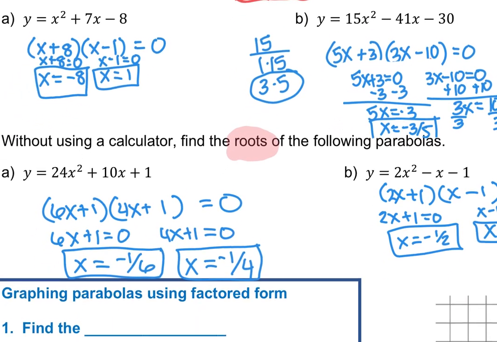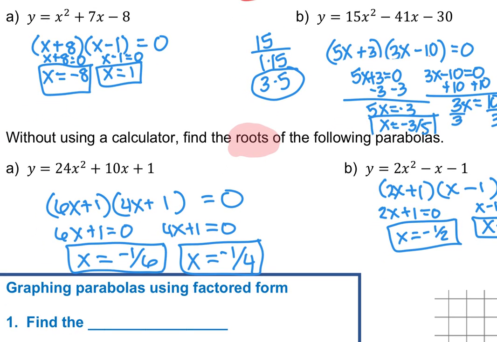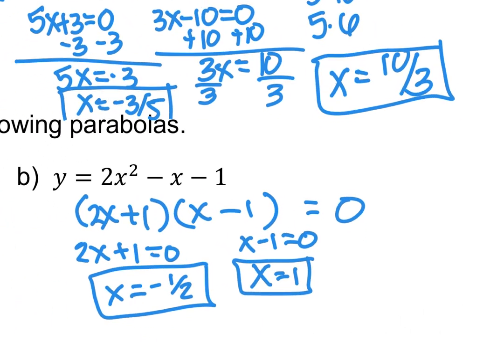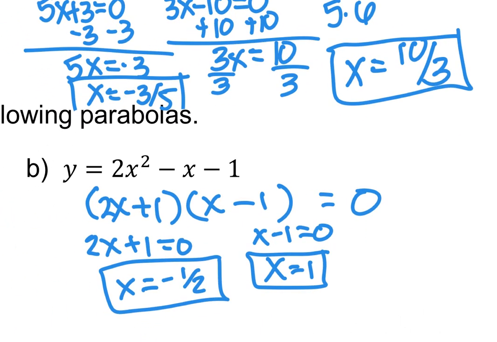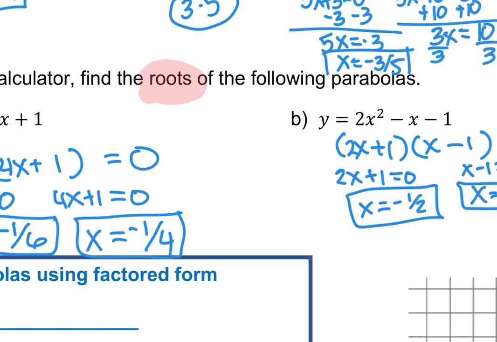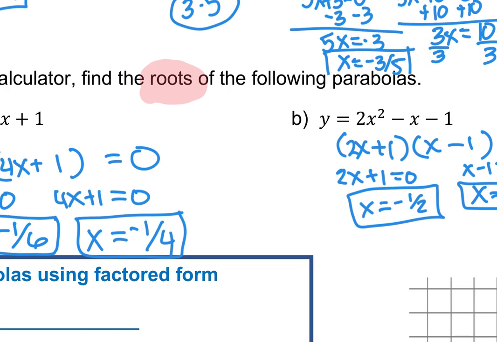So if we were to graph this parabola, with this equation right here, where would this parabola cross the x-axis? It will cross at negative 1/2 and at 1. Okay? Now let's go ahead and take that same idea and let's put it down.